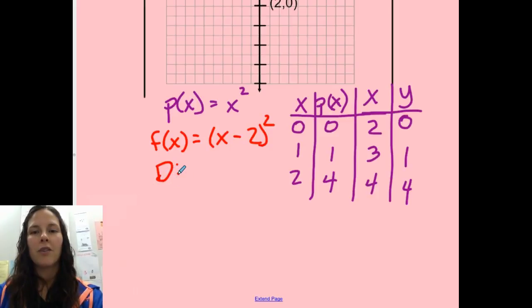Domain. The domain of our parent function is all real numbers. That does not change under any transformation. And for our range from the graph, we can see that our y values are greater than or equal to 0.